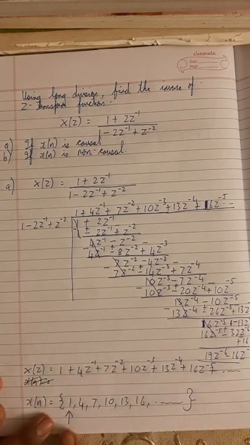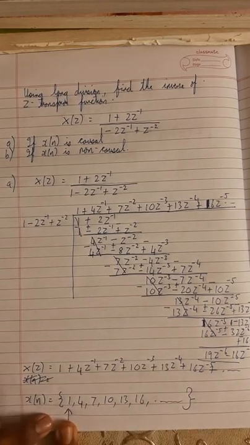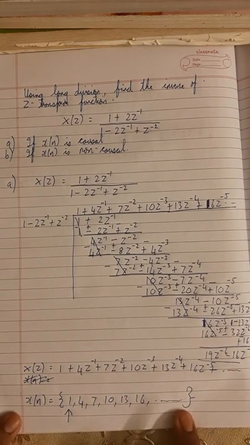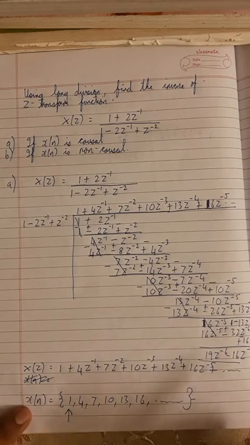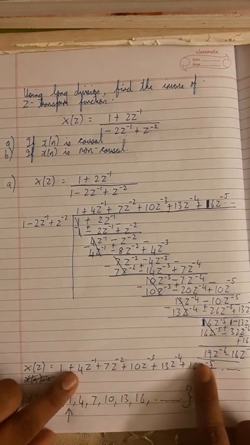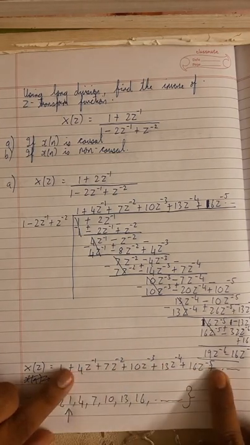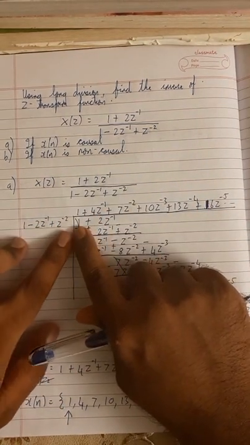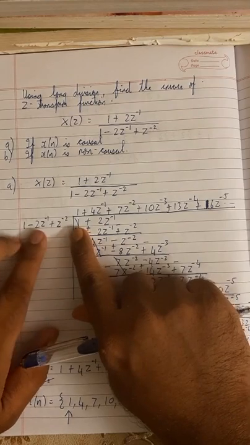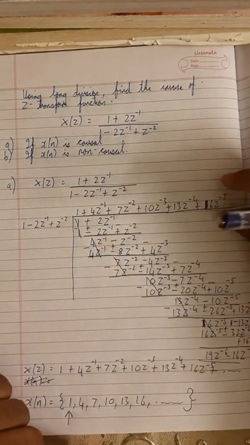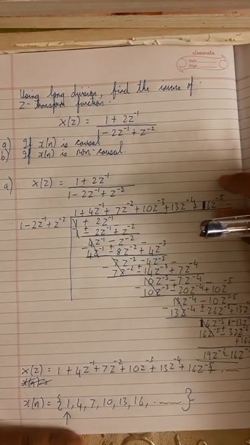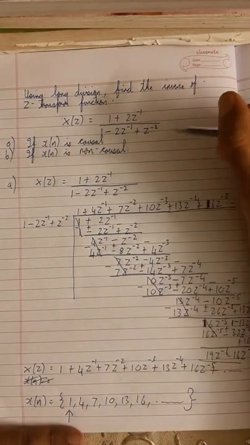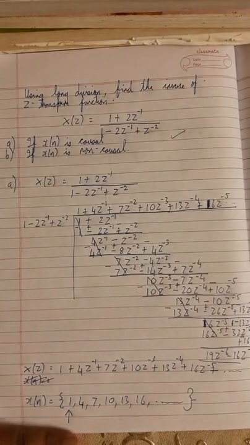So you need to put the arrow mark over here. You see, this is how I find that it is a causal signal. How did I find this as a causal signal? Because my powers of Z are all negative. And how did I make the powers of Z all negative? Because I rearranged this expression starting from the highest power of Z. And that is how I find the inverse of X of Z when x of n is a causal signal. This is the answer for the first part, if x of n is a causal signal.